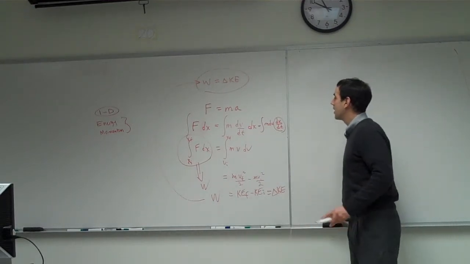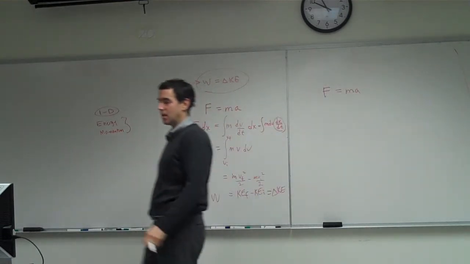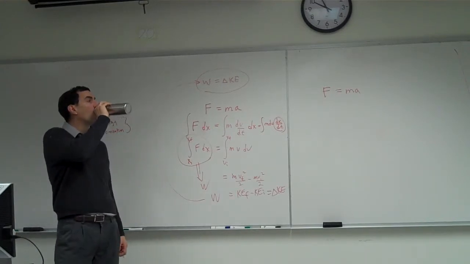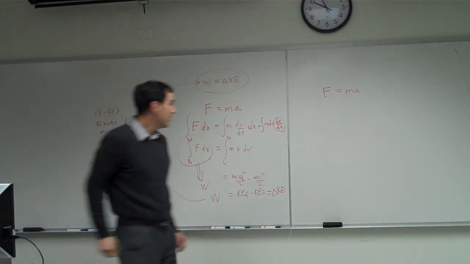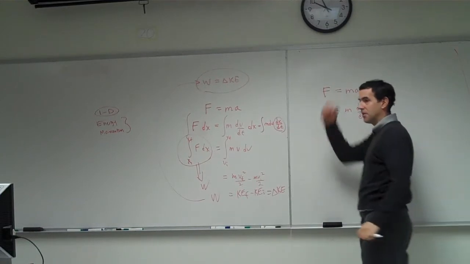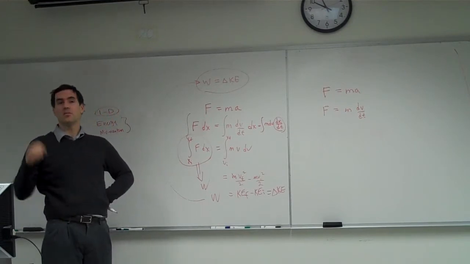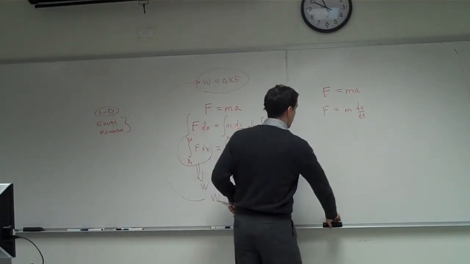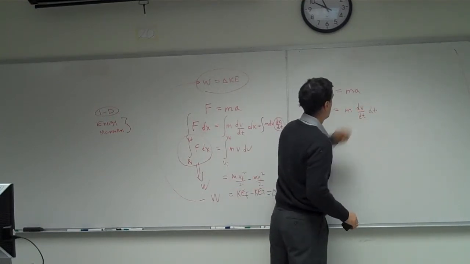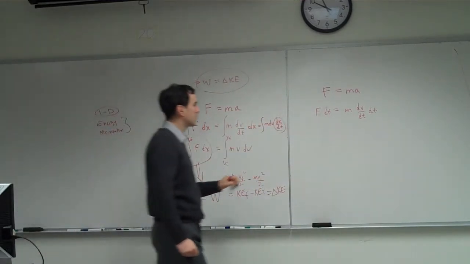Before I do that, though, I'd like to start again with F equals ma, do something different to both sides of the equation, and get to a different version of it. So force equals m dv dt. This time, instead of multiplying both sides by dx, I'm going to multiply both sides of the equation by dt, and then I will integrate both sides of the equation.